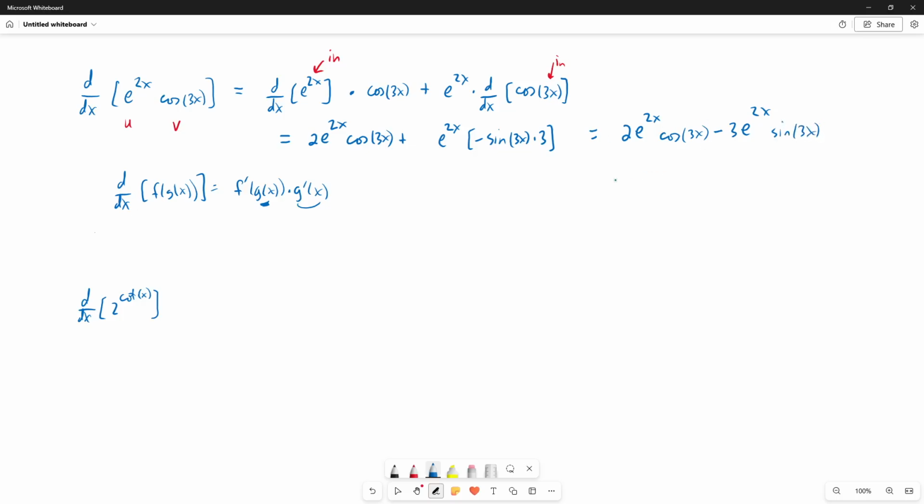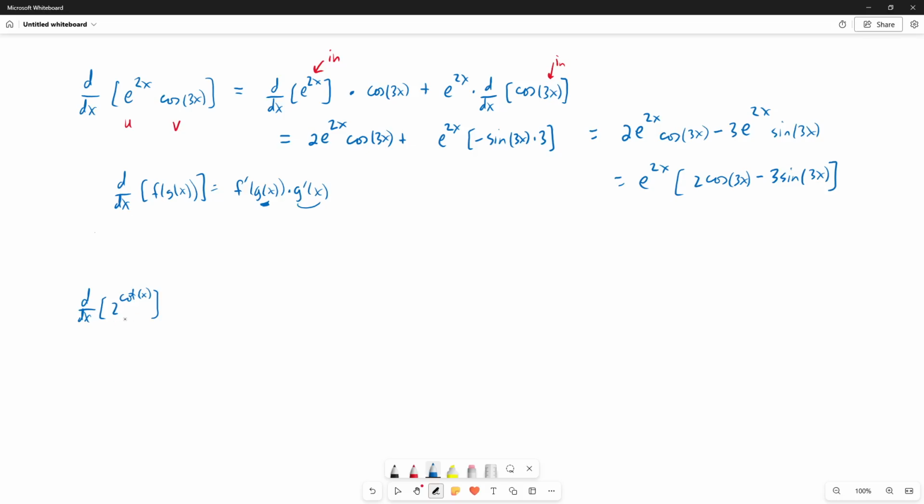And if we wanted, we could also factor out the exponential and write an exponential times some trig functions, which is in the same spirit as the original function. We had an exponential times a trig function, and the derivative is that same exponential times this trig expression here, 2 cosine 3x minus 3 sine 3x.